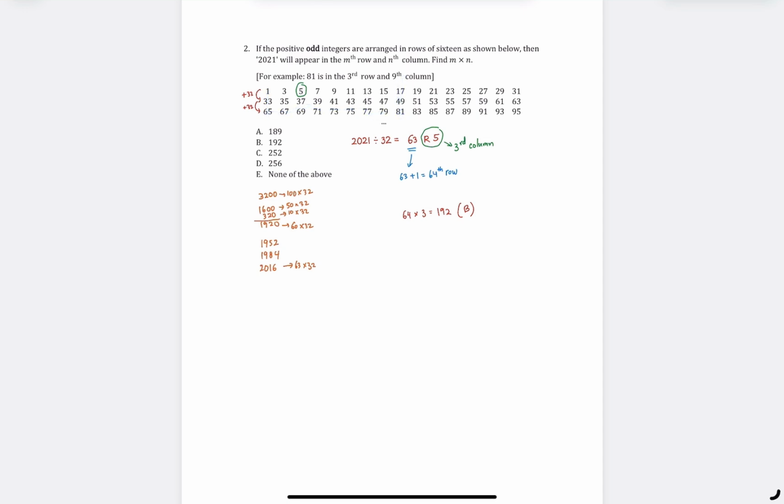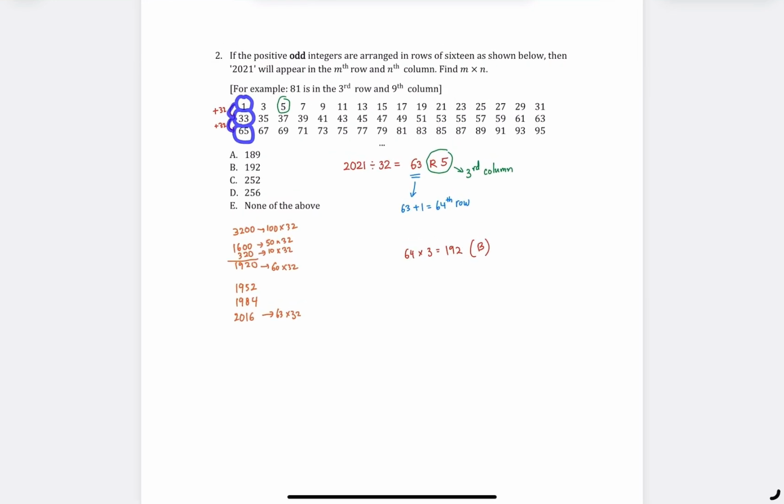Alright, so how about 2021? For this type of question, you always need to find a pattern. There's always a pattern. So for example, you look at the first number of each row. Each time you need to plus 32, plus 32, meaning it will be a group of 32. I divide the number given by 32. I will have 63 remainder 5. 63 means the number of rows, and remainder 5 is 5 numbers after that.